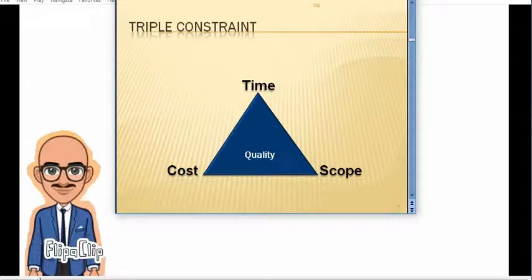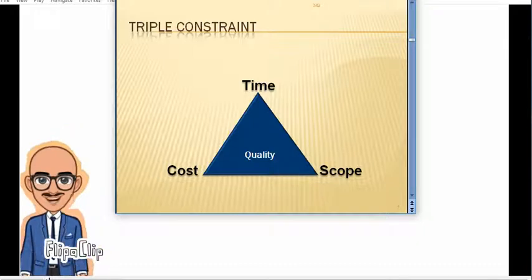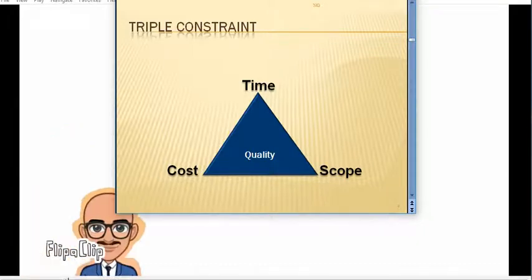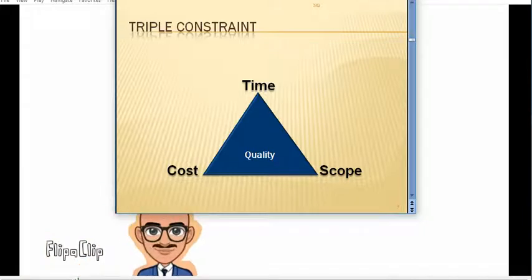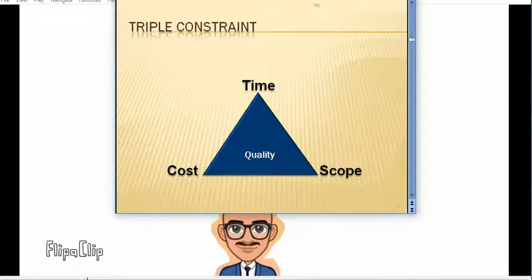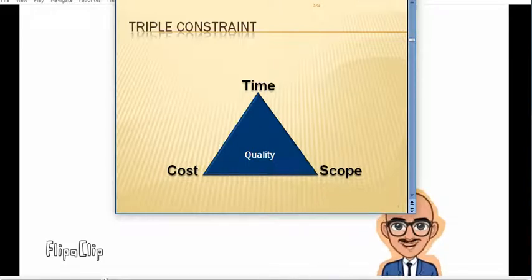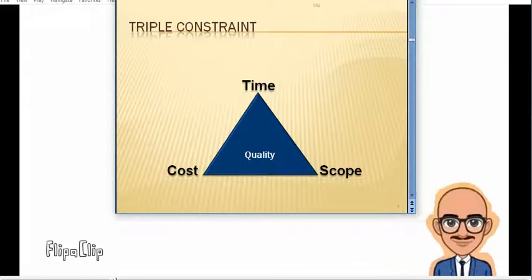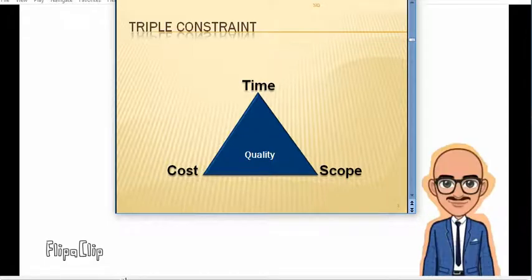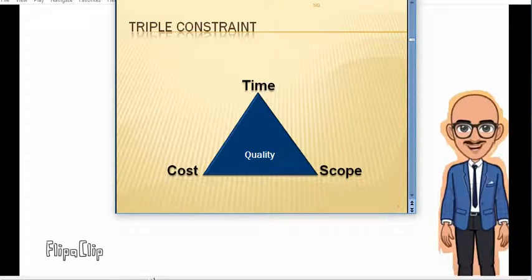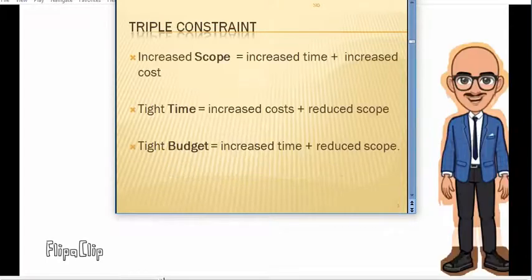Now, the triple constraint of a project. These are the three important aspects of a project: cost, time, and scope. And within that triangle, there is quality. So, if you can control the cost, scope, and time of the project, then you can ensure the quality of the project. So, let's see how it can be done.